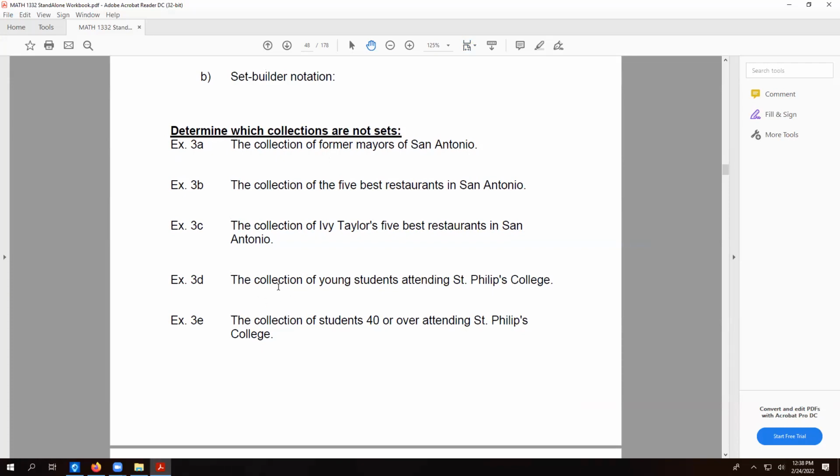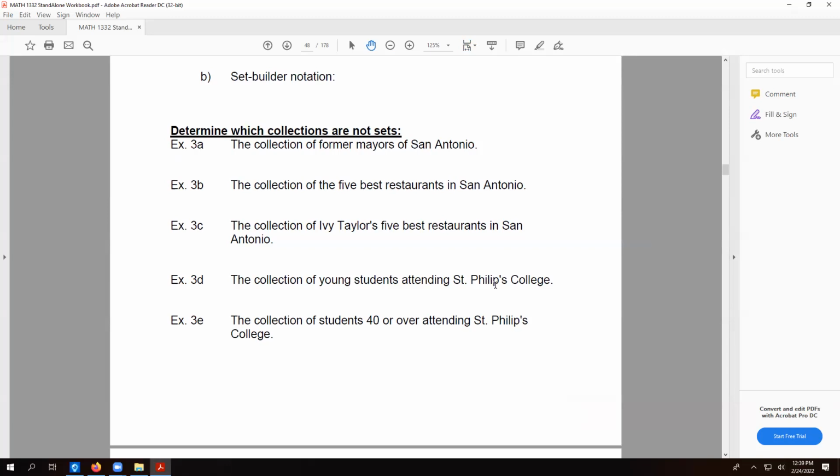3D, the collection of young students attending St. Philip's. I'm making the assumption they're talking about right now. Then sure, it's just a bunch of students in there. Compare that to the collection of students 40 or over. The term young, though, what does that mean? So what's young to them? 39? Yeah, again, that's another weird opinion, right?